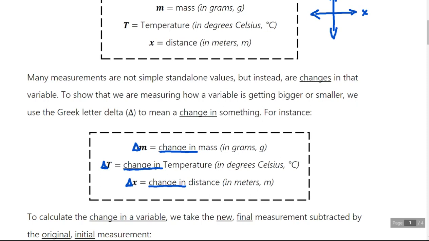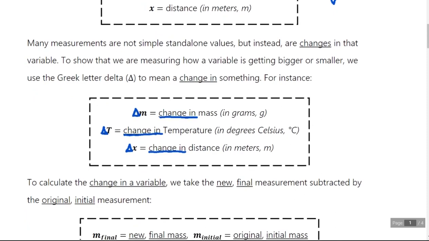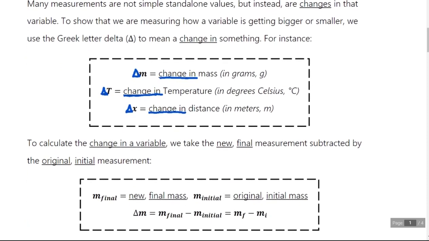All right. Now, if we want to calculate the change in mass or temperature, distance, whatever measurement we're dealing with, it's pretty easy. We just have to be consistent about the order in which we subtract stuff. And we always do the final, newest measurement minus the oldest, original, initial measurement. So it looks something like this. So if we were looking to calculate the change in mass of something, we might call the newest measurement of mass, or the final mass, this M final. So M for mass, final meaning it's the newest, most recent measurement. So this is the final mass.